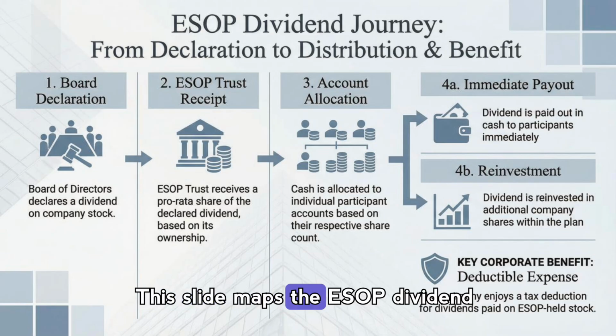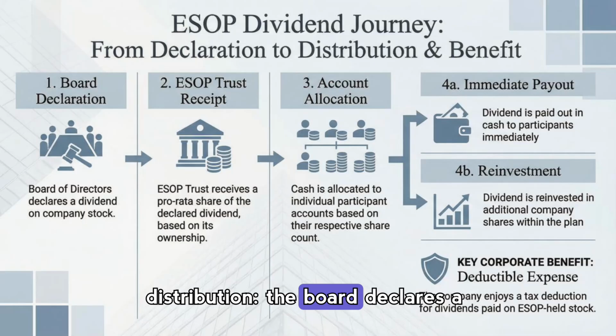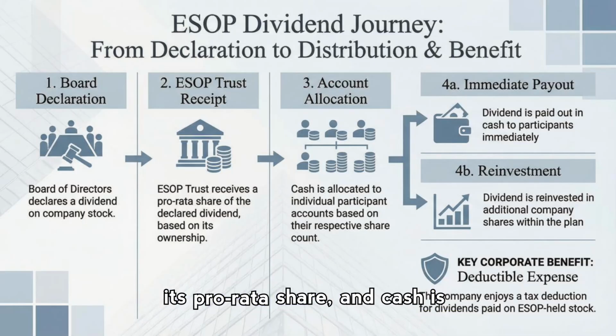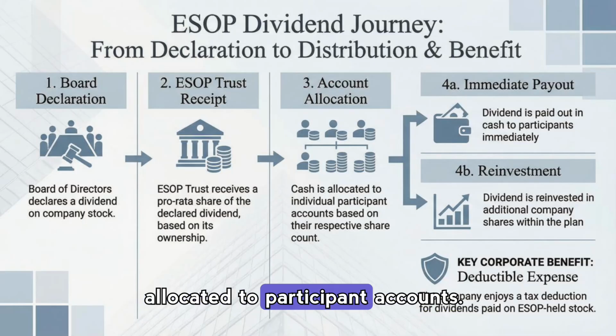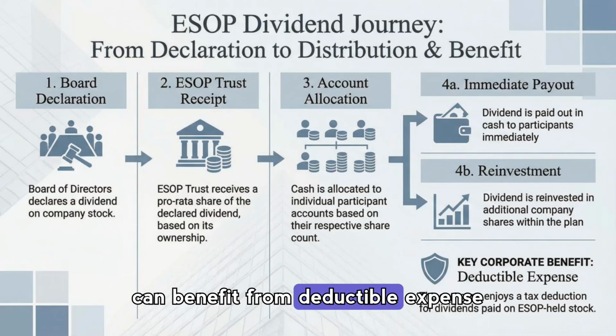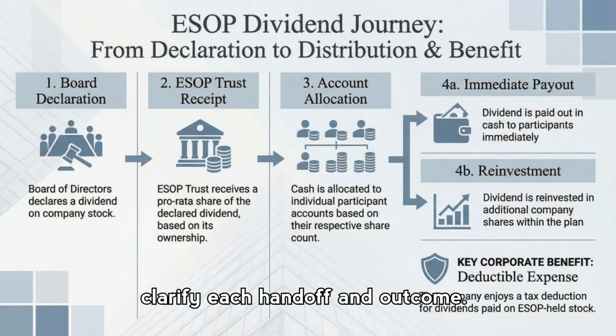This slide maps the ESOP dividend journey from declaration to distribution. The board declares a dividend, the ESOP trust receives its pro rata share, and cash is allocated to participant accounts. From there, dividends can be paid out immediately or reinvested as company stock, and the company can benefit from deductible expense treatment. The visual flow helps clarify each handoff and outcome.